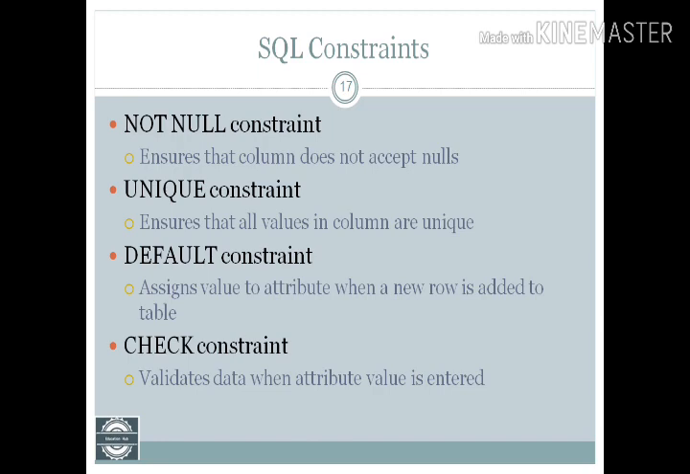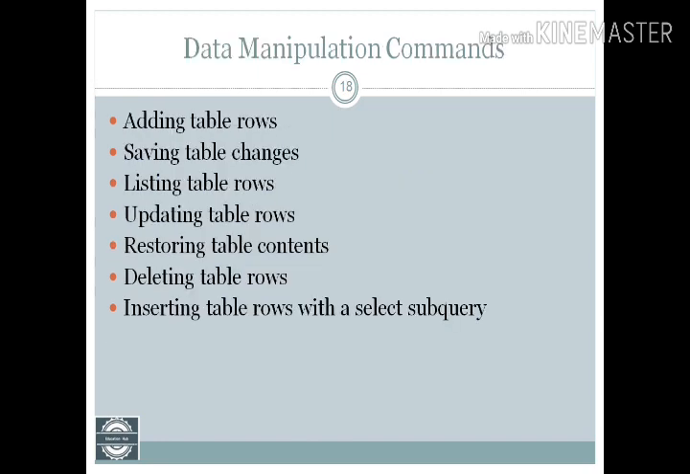Now the check constraint validates the data of the attribute. Suppose in the case of the primary key, the value given is 1. Now you want to insert 2 in the foreign key. It will not accept that value. So that is the check constraint.